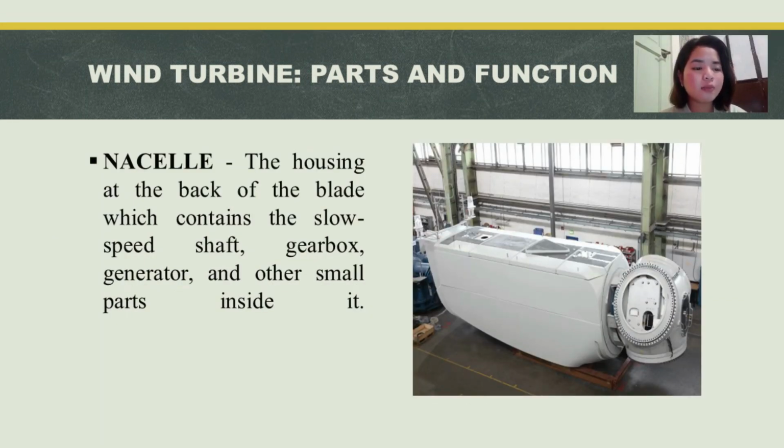Nacelle. The housing at the back of the blade which contains the slow-speed shaft, gearbox, generator, and other small parts inside it. A nacelle is a streamlined enclosure on an aircraft or wind turbine that houses important components like engines or generators. It helps reduce drag and improves aerodynamics. The nacelle sits atop the tower and contains the gearbox, low and high speed shafts, generator, and brake. Some nacelles are larger than a house, and a 1.5 MW geared turbine nacelle can weigh more than 4.5 tons.